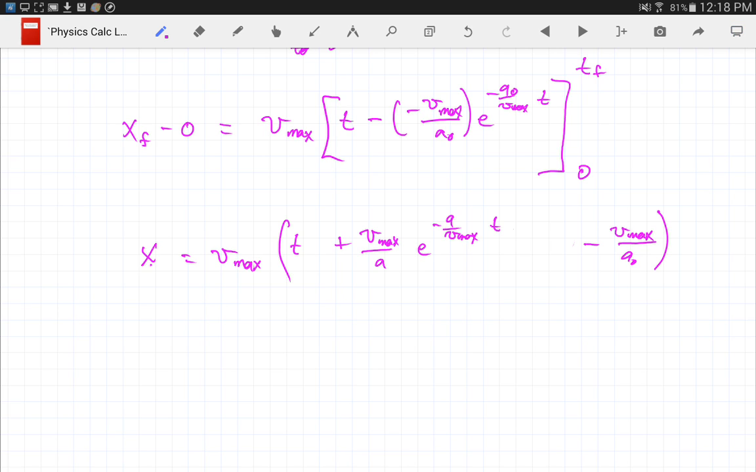Then I asked you the tough question. I asked you to find how long it takes the dragster to complete the race, that is to go 305 meters, with our equation here. So I need to solve this equation for the time if x is equal to 305.